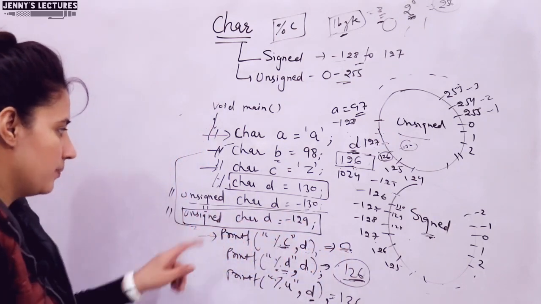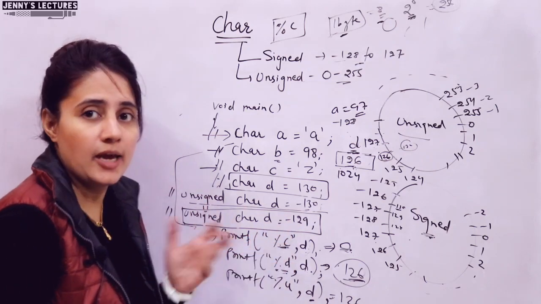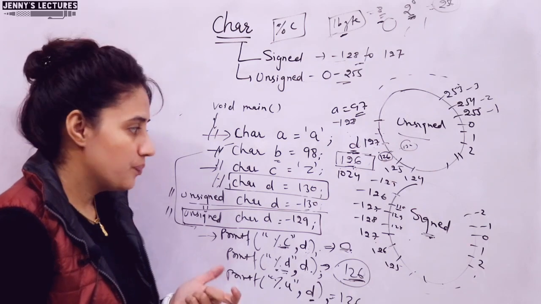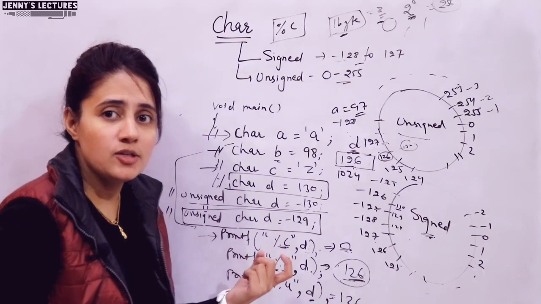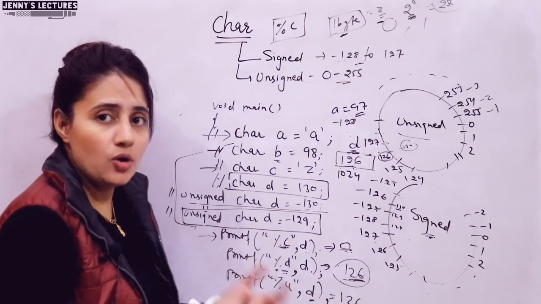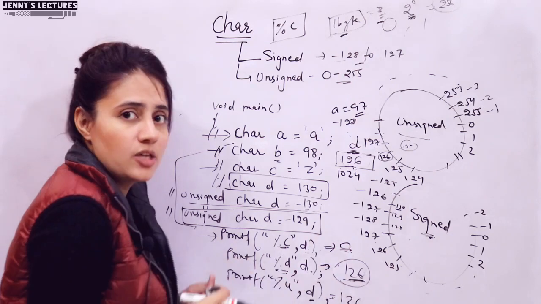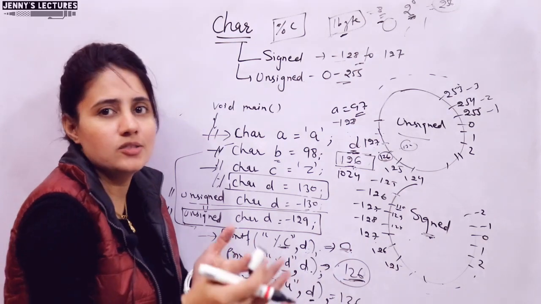If I write this line, unsigned char, name of variable is D, and I am assigning the value minus 129. So now you dry run this program first of all. It is not that you just directly write it on your system and check the output. No. Be honest, dry run this program using these circles and then check what the output is. And after that you can tell your answer with your system.